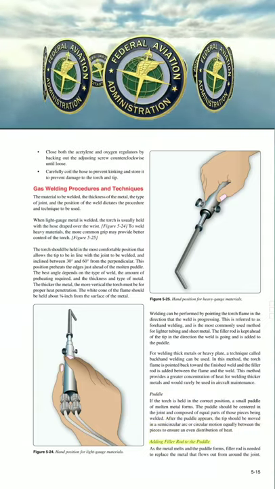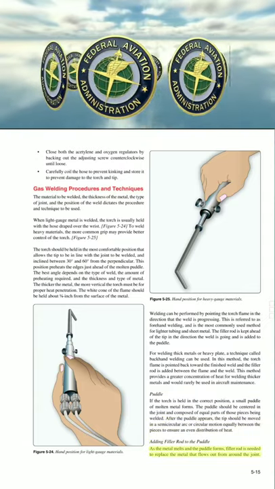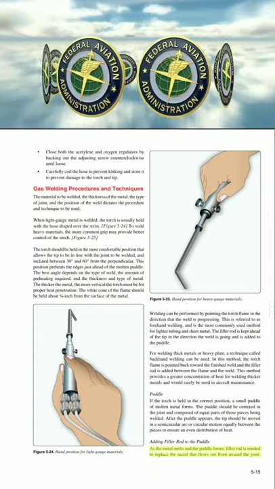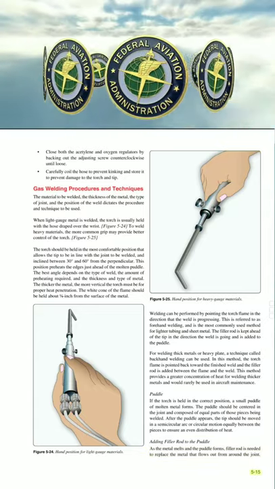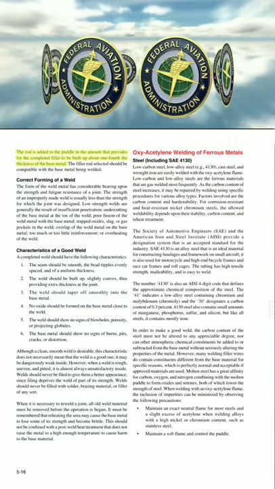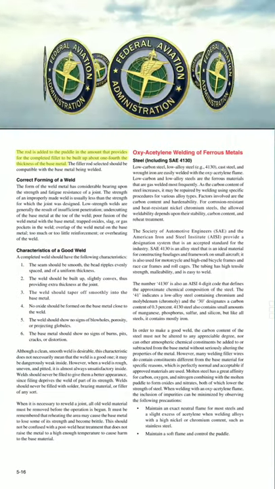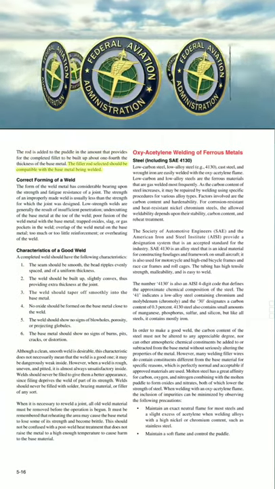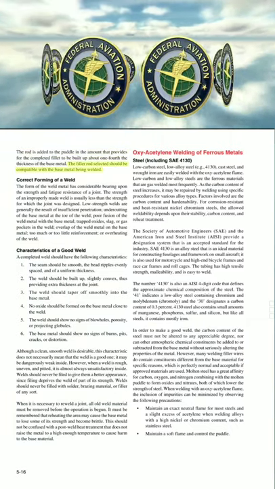Adding filler rod to the puddle. As the metal melts and the puddle forms, filler rod is needed to replace the metal that flows out from around the joint. 5-15. The rod is added to the puddle in the amount that provides for the completed fillet to be built up about 1/4 the thickness of the base metal. The filler rod selected should be compatible with the base metal being welded.